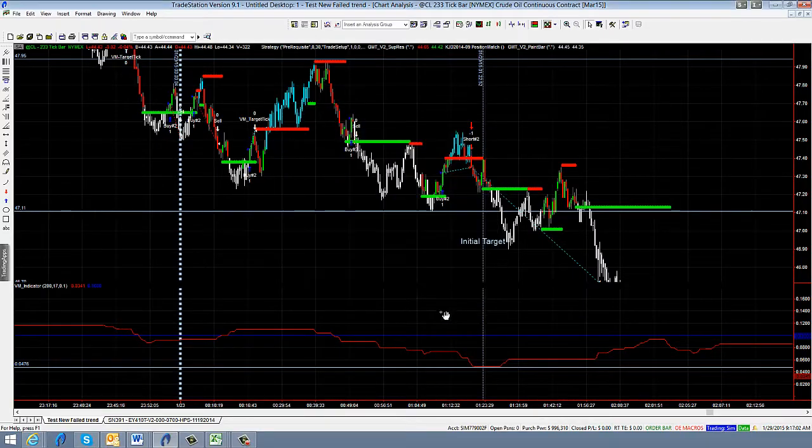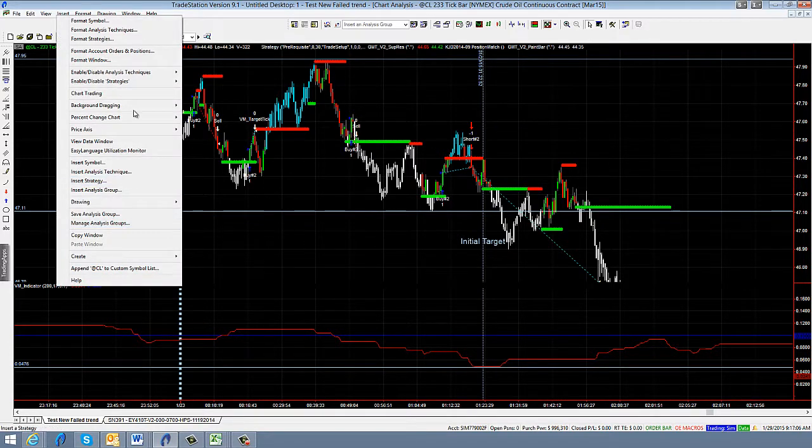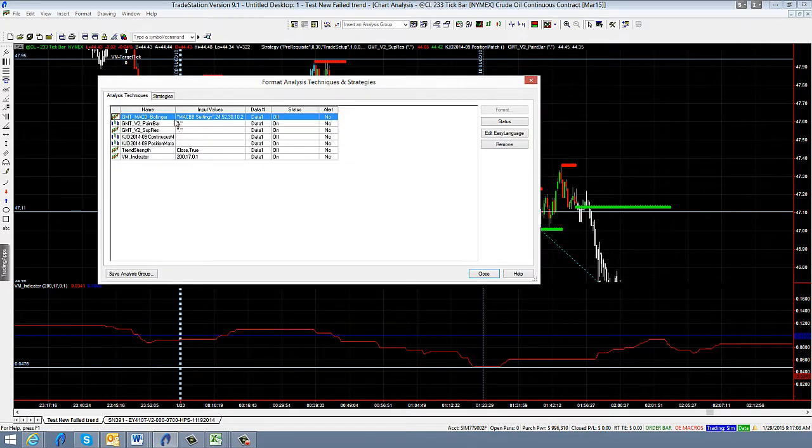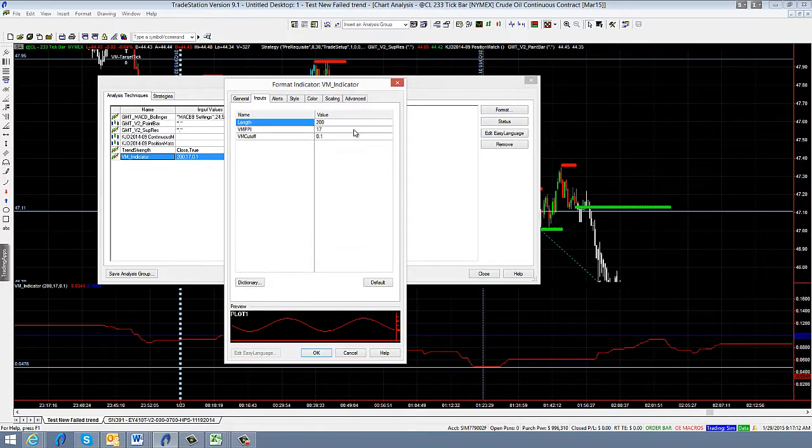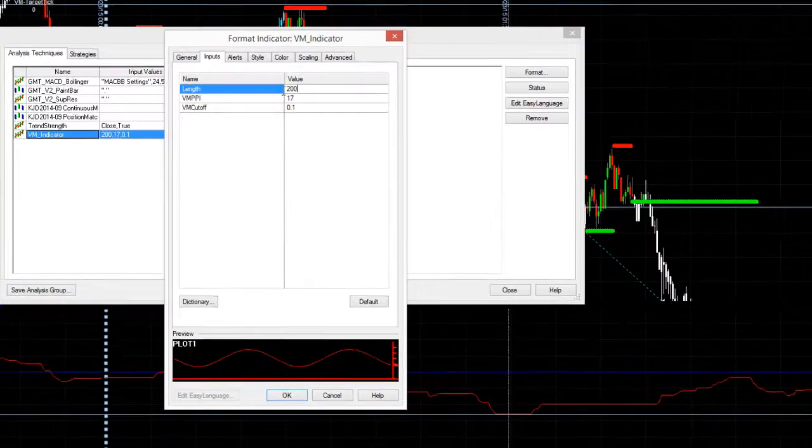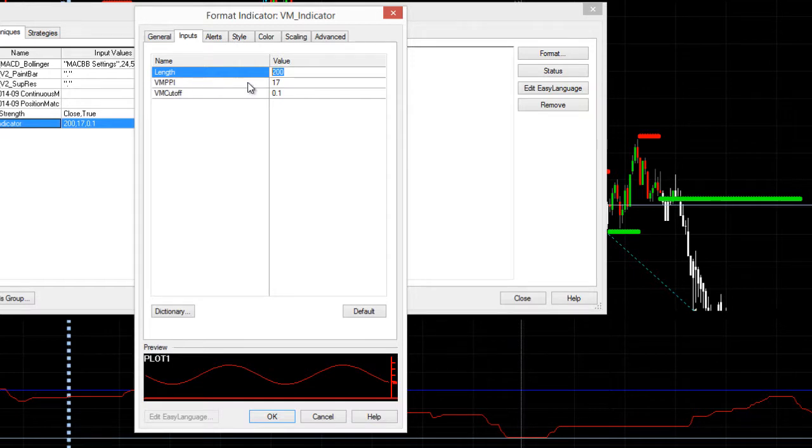Now, the indicator is made up of a couple of inputs, so if we go into the actual indicator and open that up, there it is. The default settings for this indicator: the length is 200, that's the default. The VM PPI, which is the pips per interval, is 17, and the cutoff is what you select yourself personally.